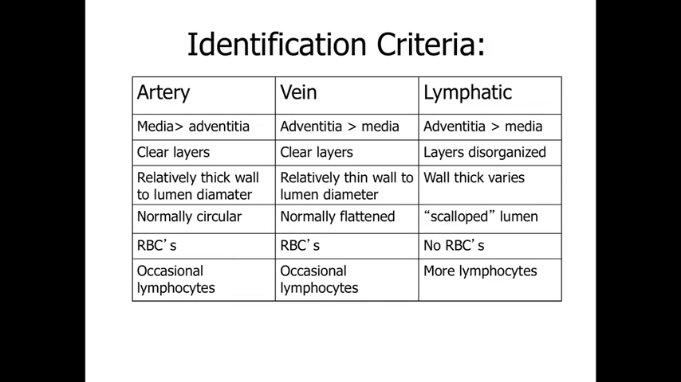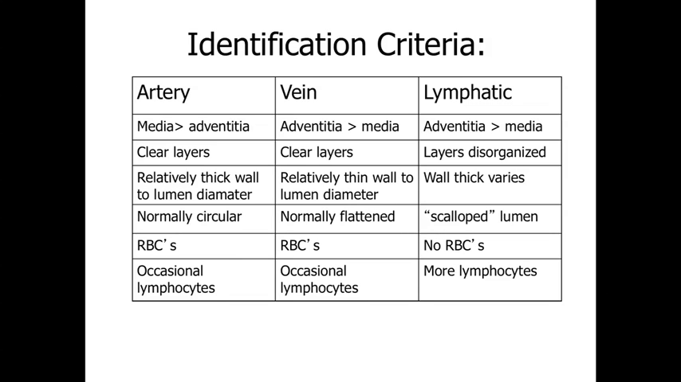You often have a scalloped appearance with the lymphatic vessels because they're going to be collapsed down, with not a whole lot of wall structure present there. If we take a look at what types of cells are going to be present within these vessels, red blood cells are probably going to be found within the arteries, but not consistently. Often found within the veins, but no red blood cells within the lymphatic vessels.